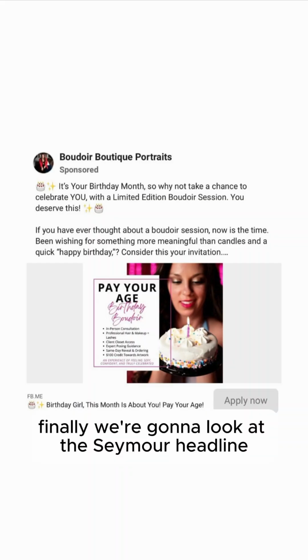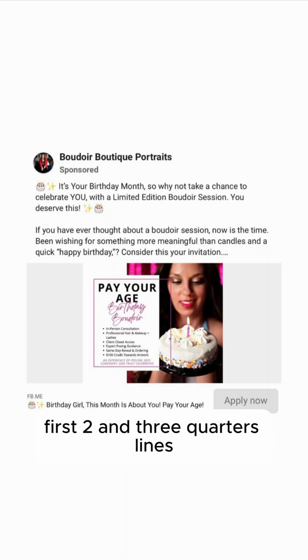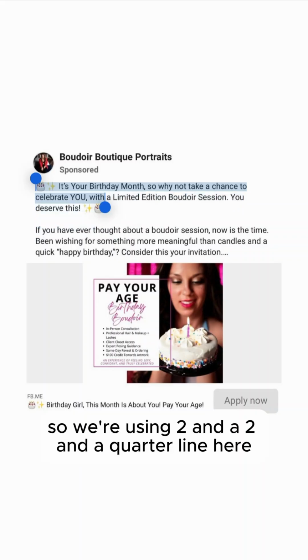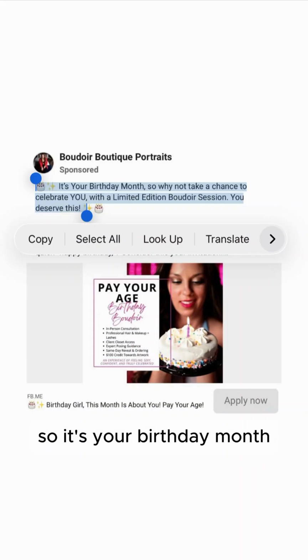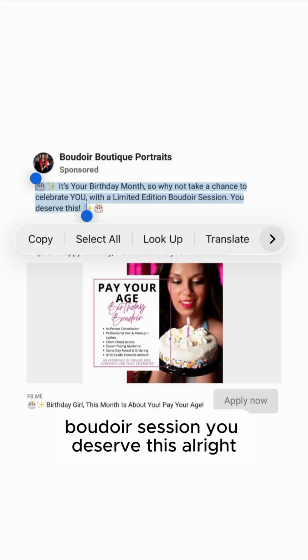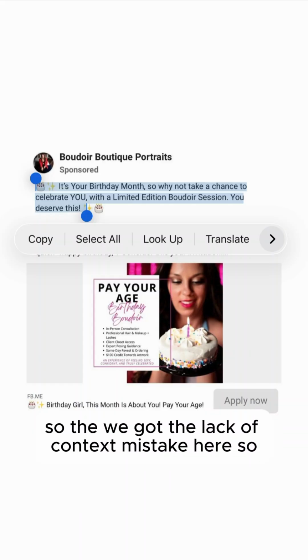Finally, we're going to look at the see more headline, first 2 3/4 lines, Facebook mobile news feed. So we're using 2 1/4 lines here. "It's your birthday month, so why not take a chance to celebrate you with a limited edition Boudoir session? You deserve this." All right, so we've got the lack of context mistake here.